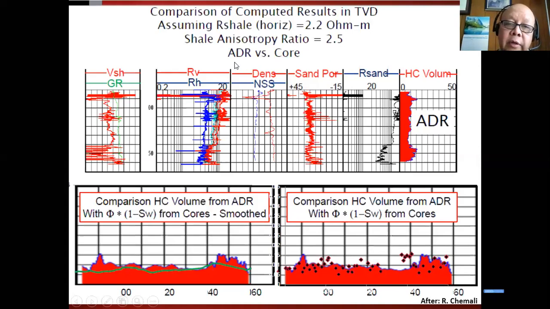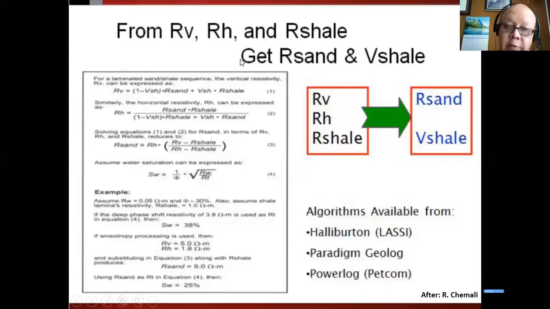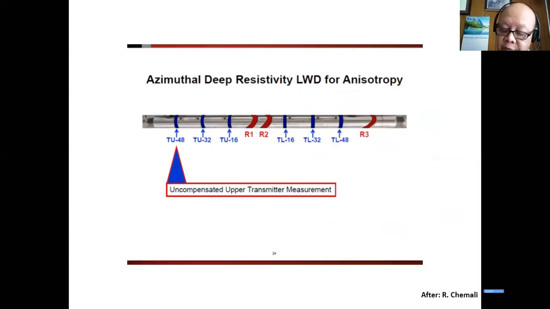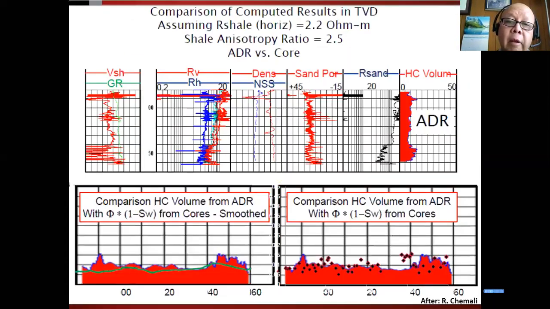And then comparing the result from the ADR, which is the azimuthal deep resistivity tool, compared with the core data. Here we have V shale, which is in red, and gamma ray is in green color. I apologize for the quality of the slides because I had to cut and paste from the PDF, so it may not be as clear as the original PowerPoint slides.